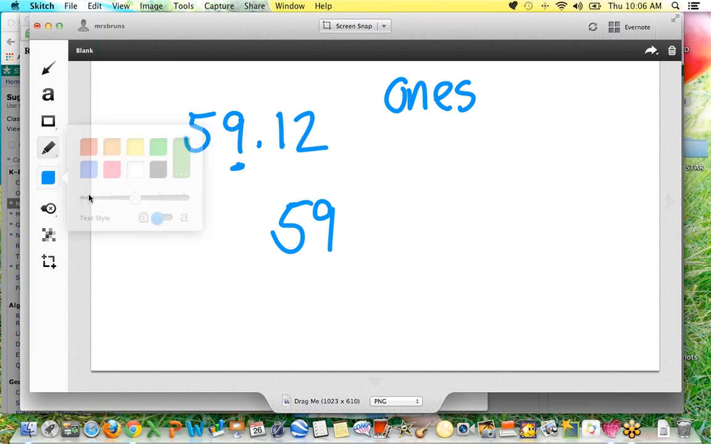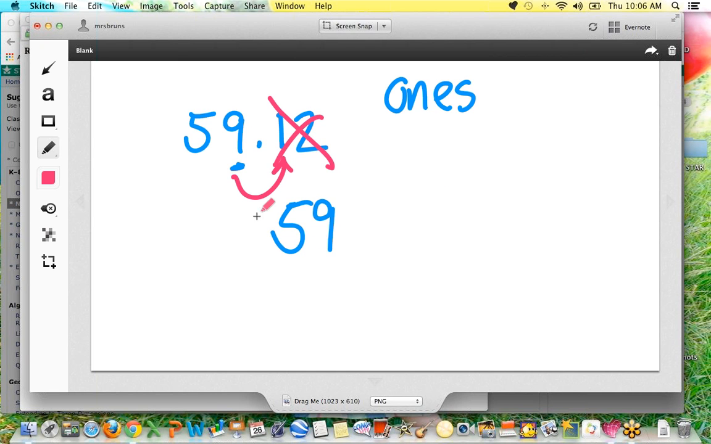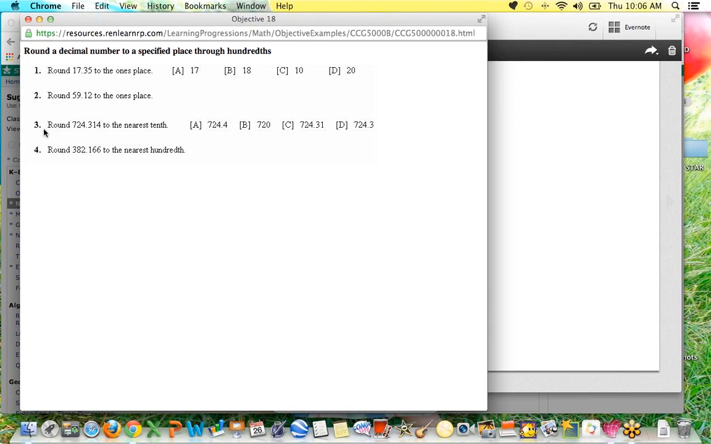AJ, how did you figure that out? Because the one next to the 9 isn't 5 or higher. That is correct. The number to the right of the 9 is not 5 or higher. So you would just leave it as 59. Okay, how are we doing, guys? Pretty easy? Okay, so then these next two, I'm going to talk a little less.